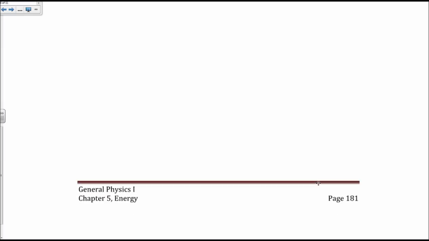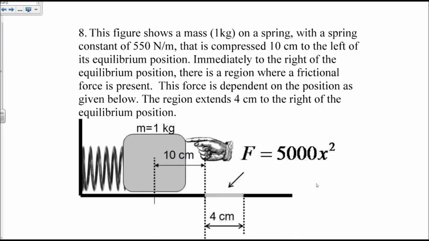There's another page. All right, this figure shows a mass of 1 kilogram on a spring with a spring constant of 550 newtons per meter. So k is equal to 550 newtons per meter. Immediately to the right of the equilibrium position, there is a region where a frictional force is present. That's right here. The force is dependent upon the position, as given below. The region extends 4 centimeters to the right of the equilibrium position.